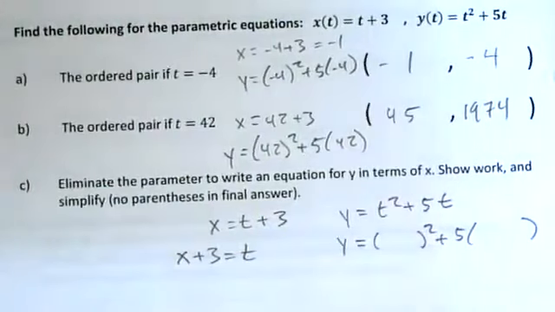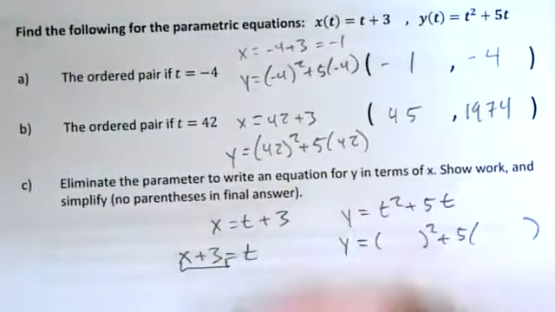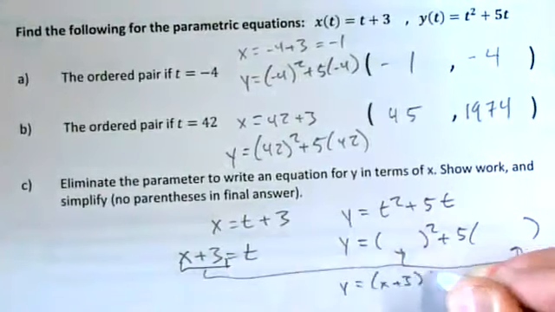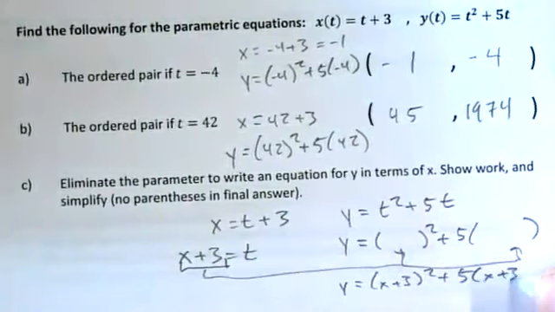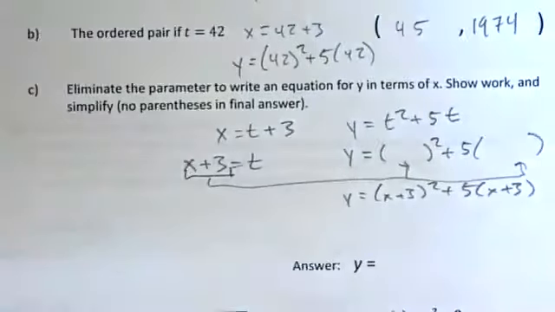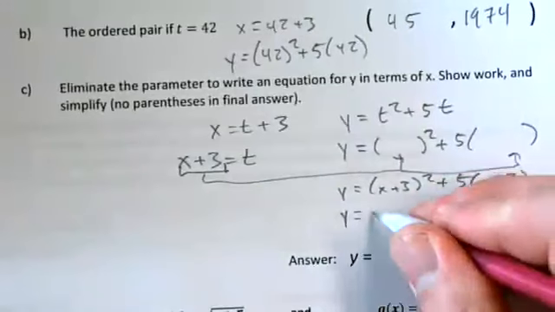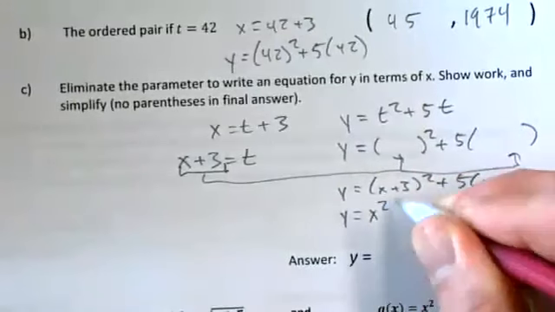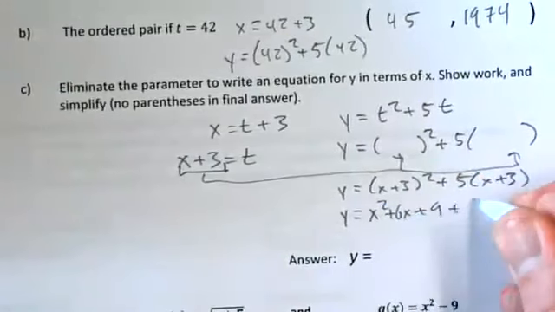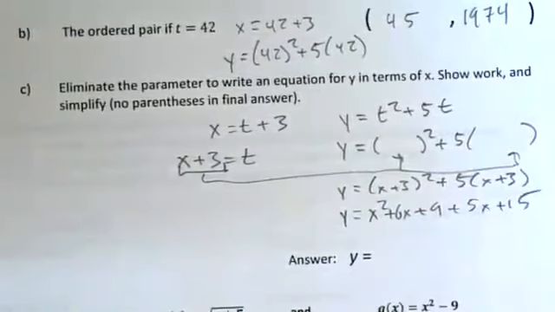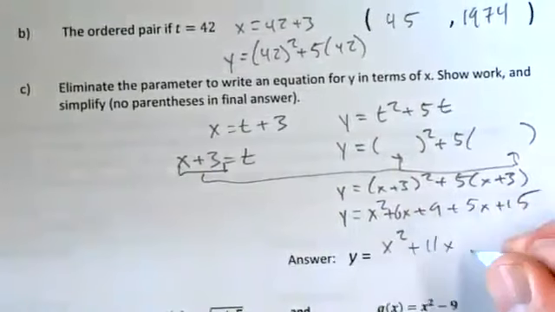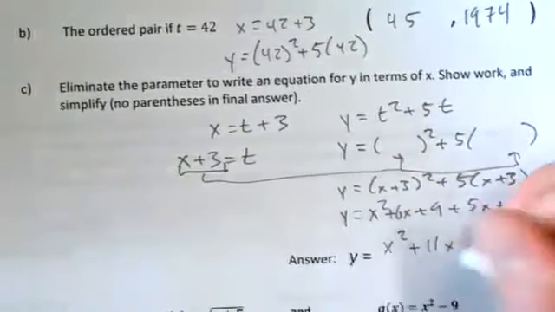I pulled both of those t's out, and in their place, we're going to put x plus 3. So y equals (x plus 3) squared plus 5 times (x plus 3). It does say to simplify and give an answer with no parentheses. So this is where having that shortcut for squaring a binomial comes in handy. 3 times x is 3x, doubled would be 6x. And here I'm just distributing. So what do we have? x squared, 6x and 5x is 11x, 9 and 15 is 24, so plus 24.